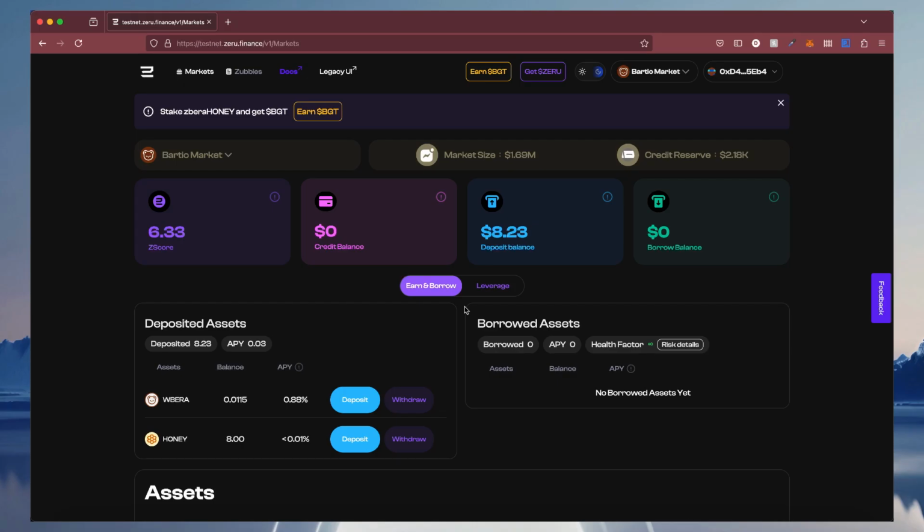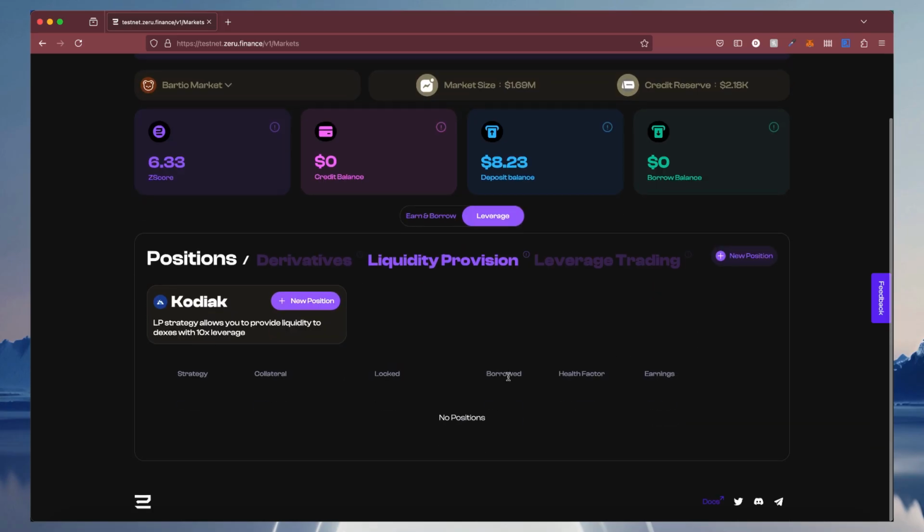We're here on the testnet app and we're going to look at the liquidity provision DeFi strategy today. Why would you want to use this instead of just being a normal everyday liquidity provider on Sushi or Uniswap or RingSwap or something like that? I think the reason is kind of obvious.